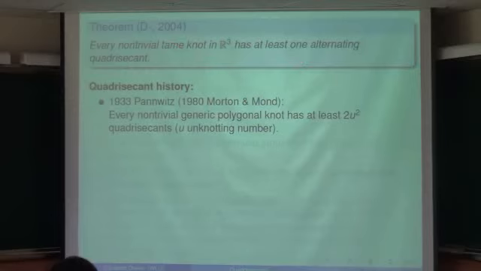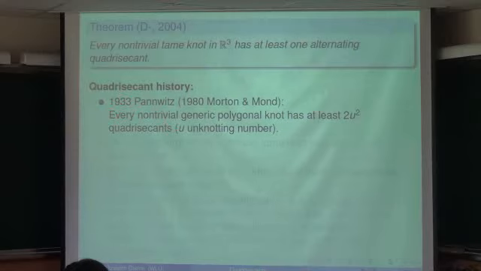So quadrisecants have a very old history. They come right back to the 1930s in Germany when topology was just starting. And Erika Pannwitz showed that every non-trivial generic polygonal knot has at least 2u² quadrisecants, where u is the unknotting number. It's an interesting result. There's no discussion of type, just she proved they existed. And in fact, if you read the book by Reidemeister, the first knot book, he talks about her result. It's kind of cute, sort of.